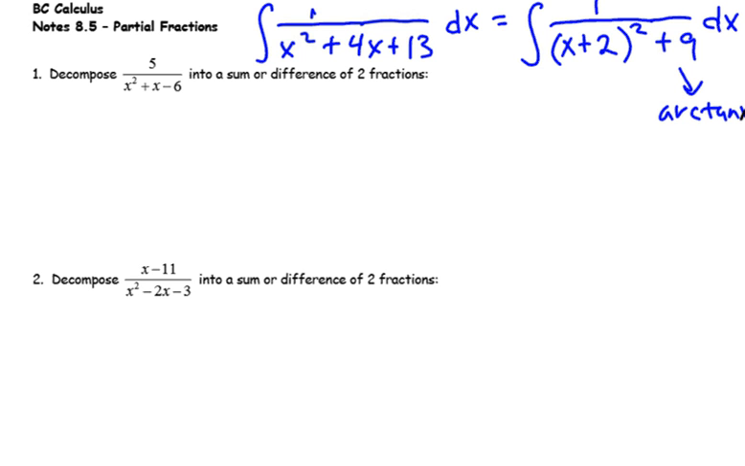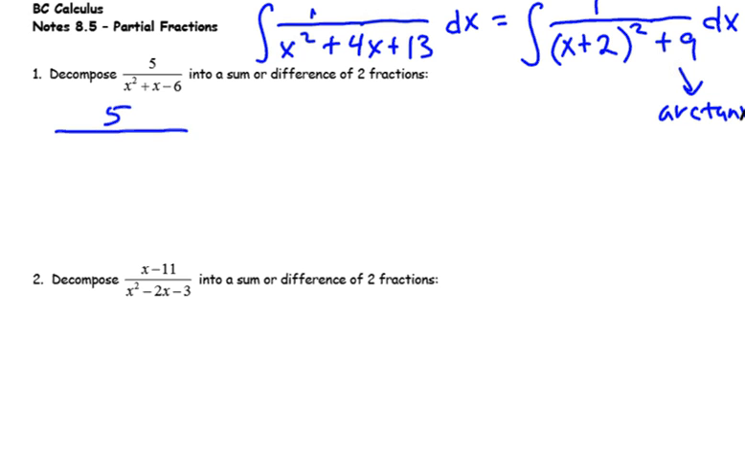All right, so the reason why we completed the square there is because when you look at the denominator, x squared plus 4x plus 13, that does not factor. So we had to complete the square so we could make it into a form that we could find the integral of. All right, so what we're doing today is doing partial fractions. So when we have that, we want the denominator to be able to factor. So you look at the first one, decomposing this into a sum or difference of two fractions.